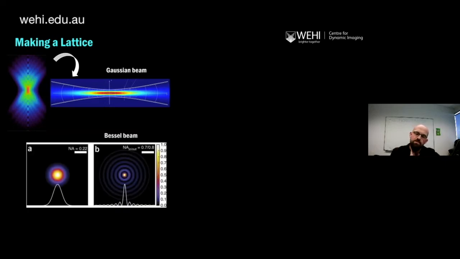So Betzig and his team, as physicists like to do, started mucking around with different types of laser beams. So they thought, well, how about a Bessel function? So a Bessel function, you have this tightly constricted, thin central region of high intensity laser light, and then these circulating and radial side lobes coming off the side.